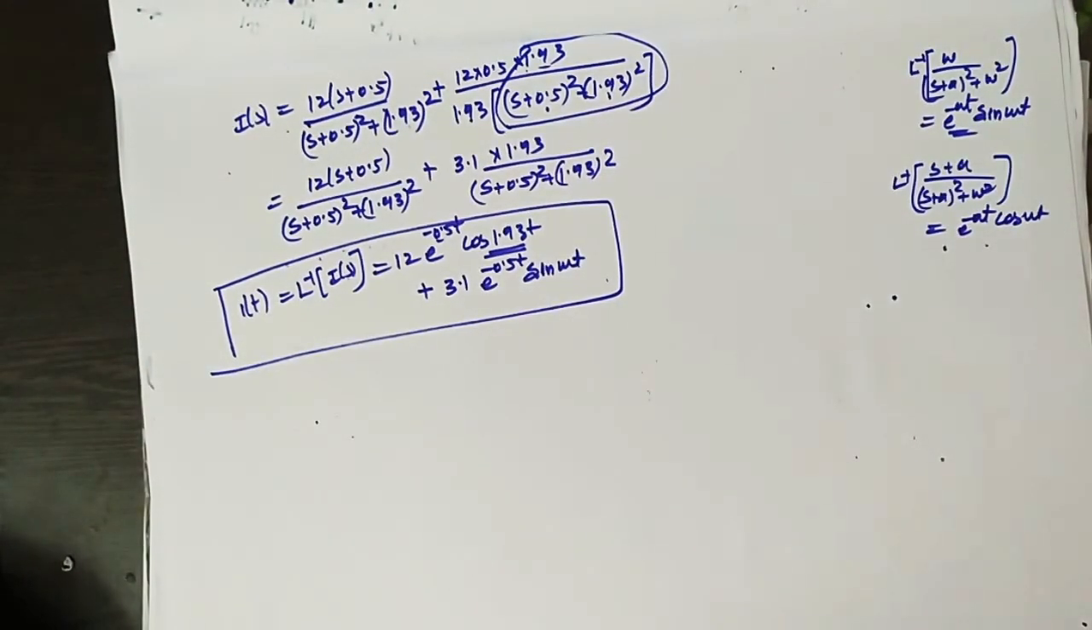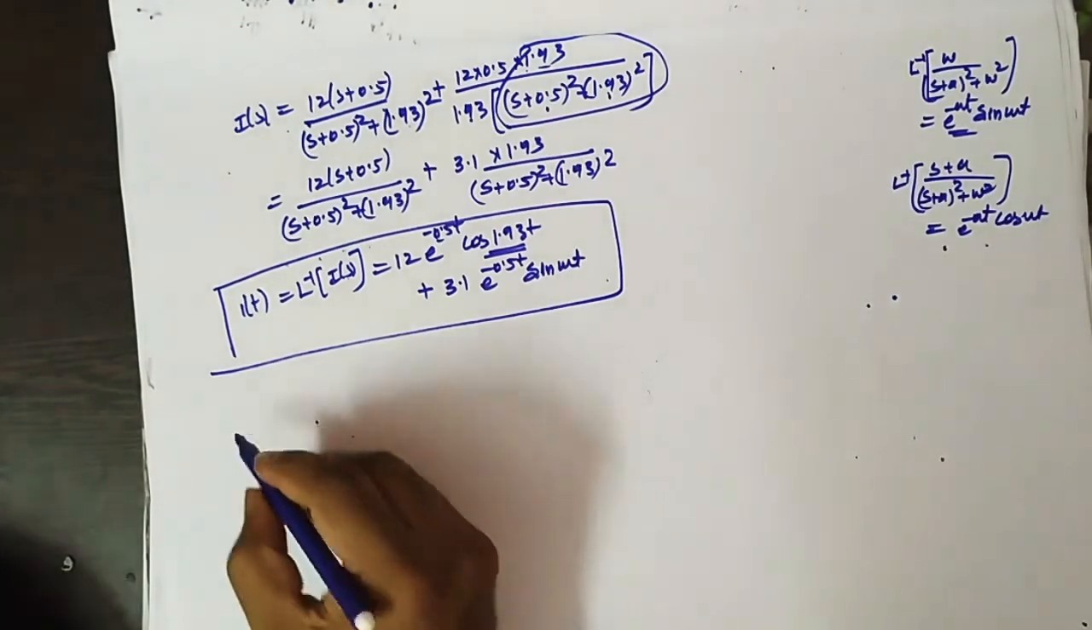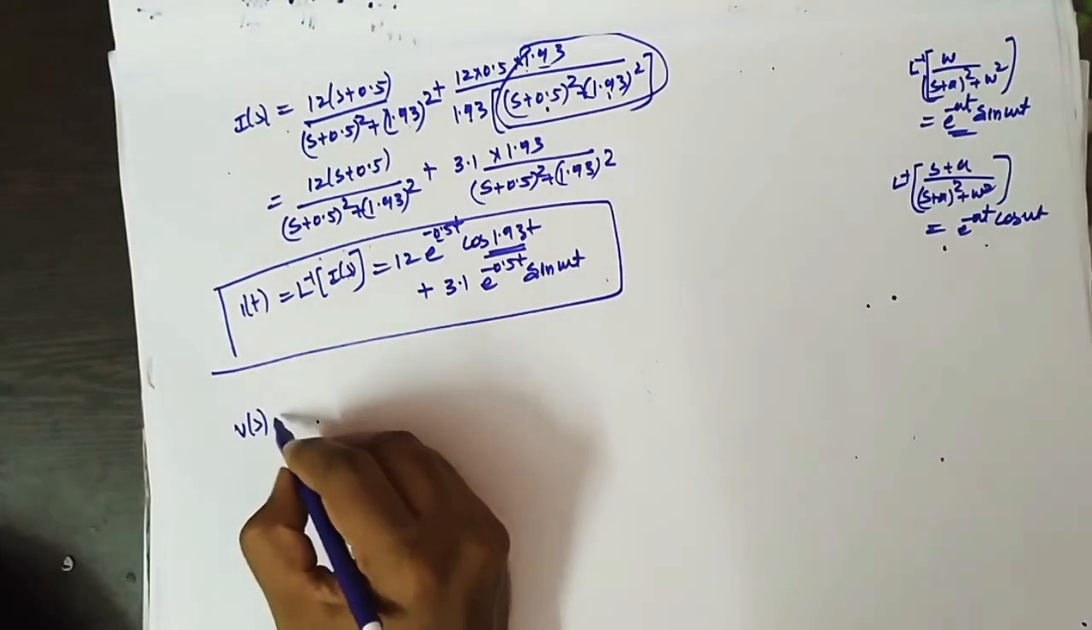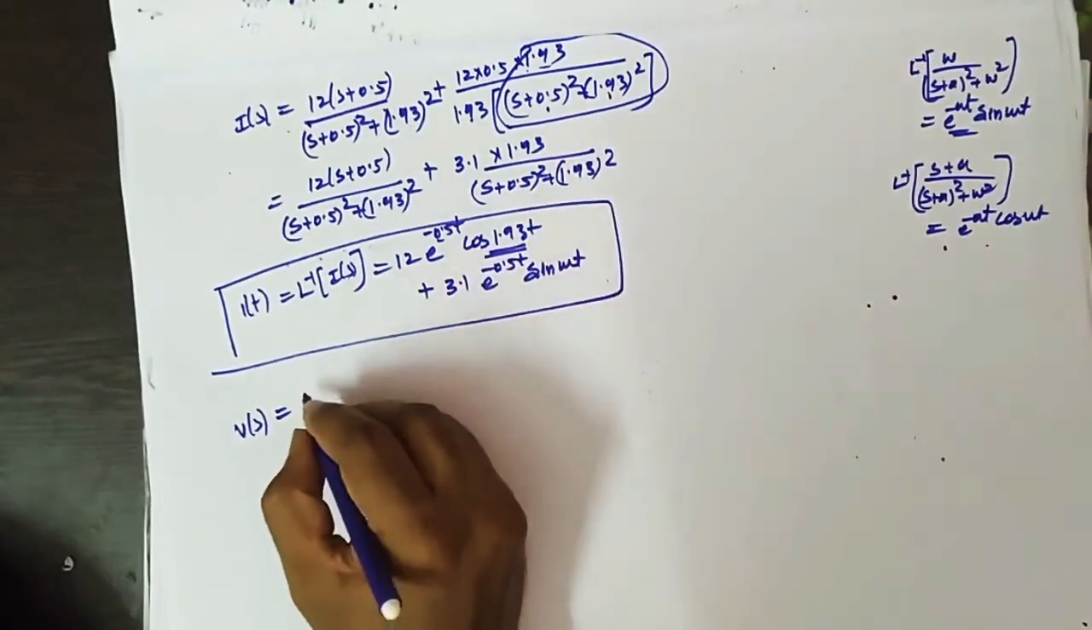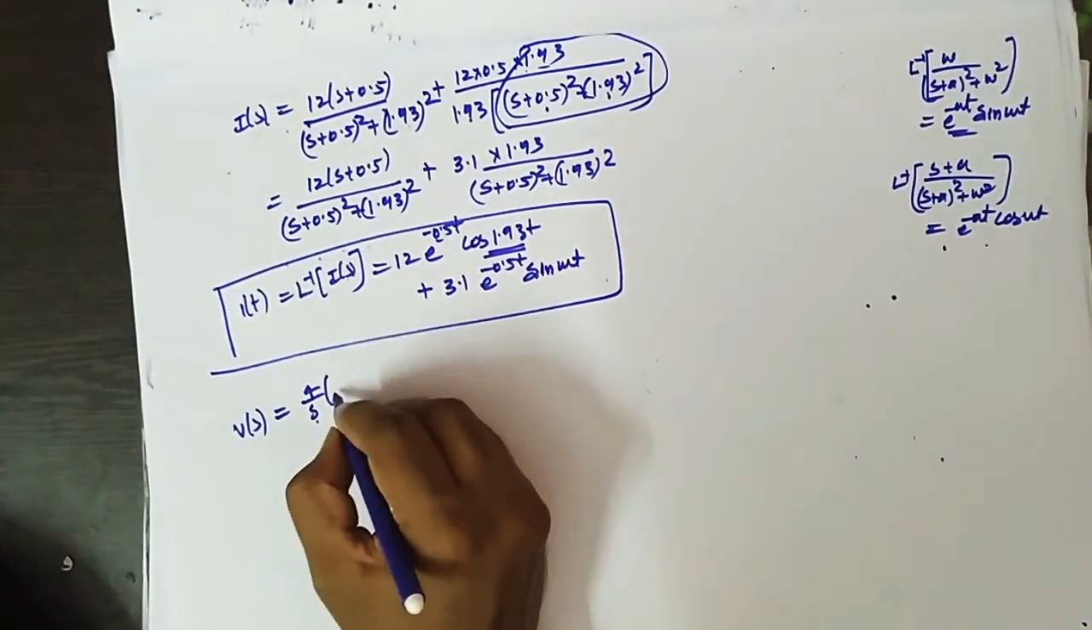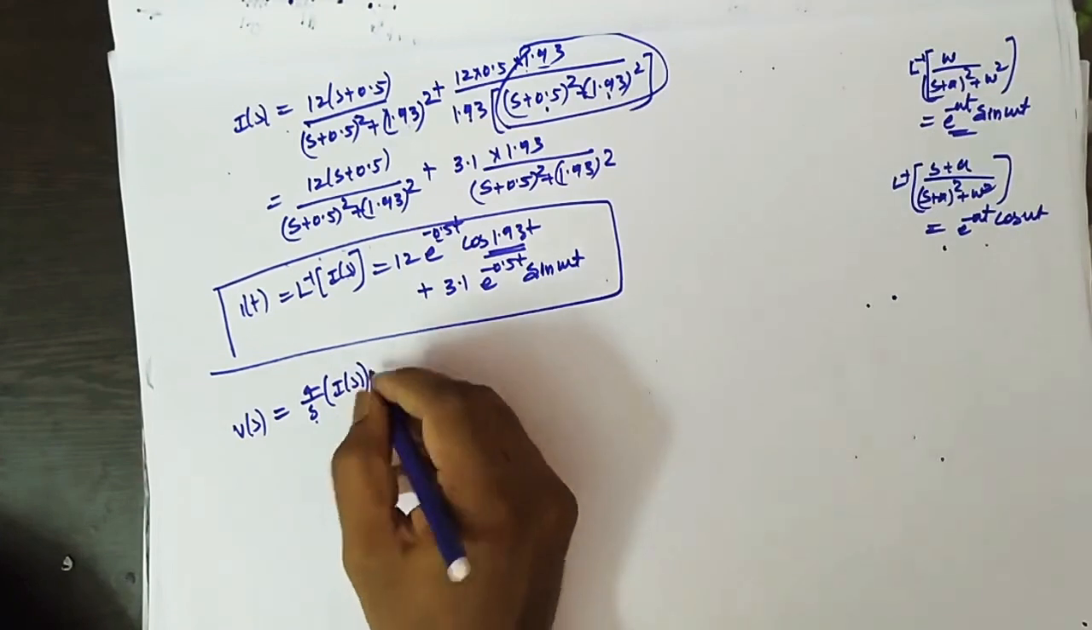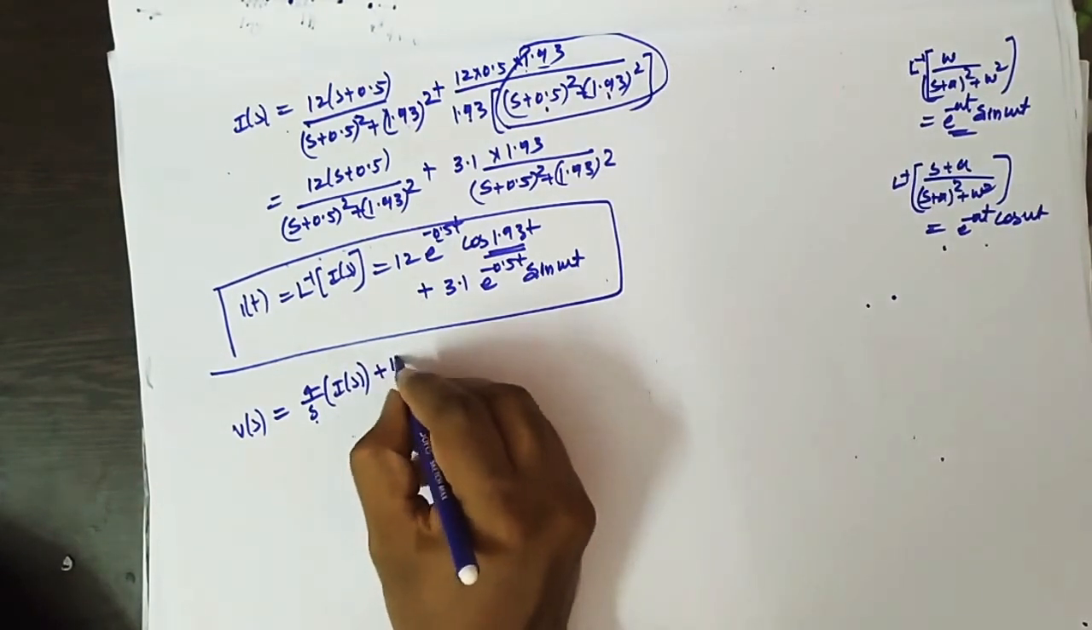Now we need the expression of V of s here. So V of s can be written as V of s equal to what here? Again, similarly 4 by s into I of s plus 12 by s here.